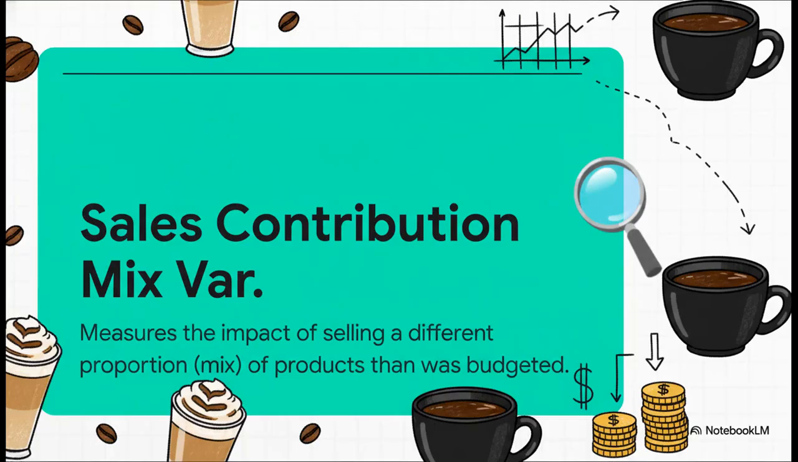Think about it like a coffee shop. Let's say you budget to sell a ton of high-margin lattes, but what you actually end up selling is mostly low-margin black coffee. Even if you hit your total number of cups sold, your profit is going to be way down. The mix variance measures exactly that effect.